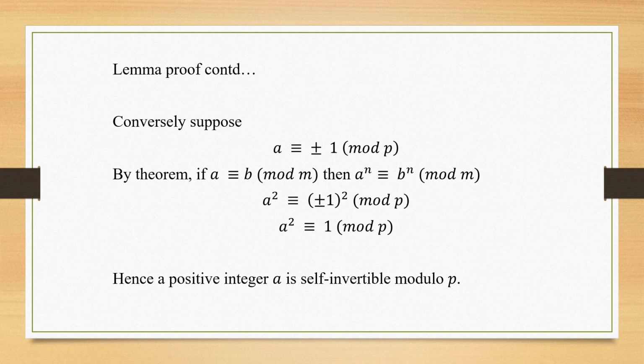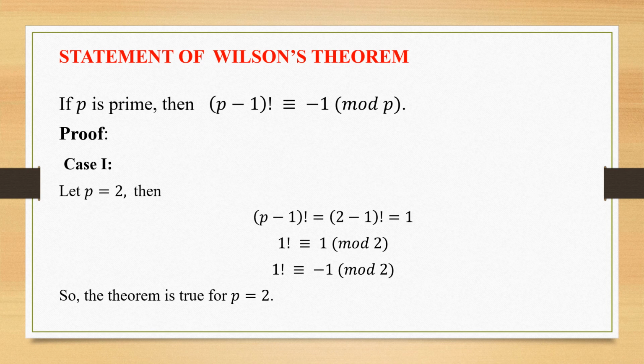Now let's get on to the actual statement of Wilson theorem. If P is prime, then P minus 1 factorial is congruent to minus 1 mod P. This is the statement of Wilson theorem. P should be a prime number, so always remember, P is a prime number. We can use Wilson theorem provided we have a factorial congruence.